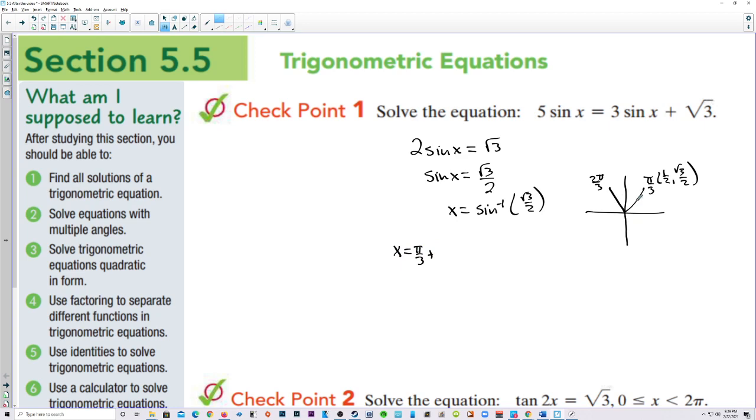Well, we can start with pi over 3. But then if we go all the way around, add 2 pi, there's another solution. Go all the way around again, another solution. We can go around as many times as we want. As a matter of fact, we can go around backwards and get another solution. So we're going to add on multiples of 2 pi. And so it's 2 pi n, where n is an integer. We can also do the same thing with 2 pi over 3 and add on 2 pi n also, because we can go all the way around and get another answer.